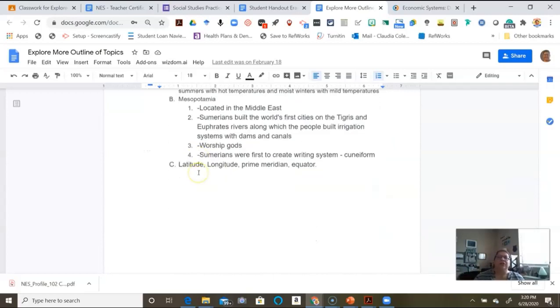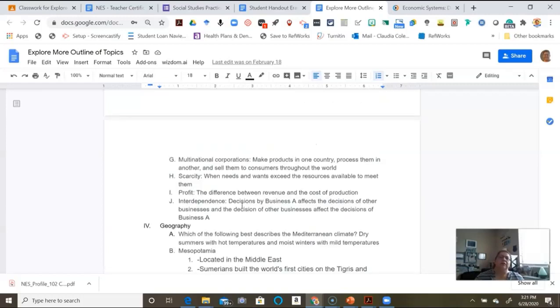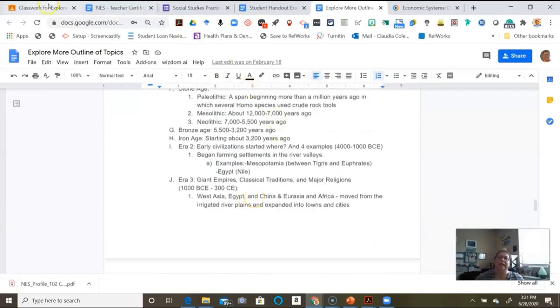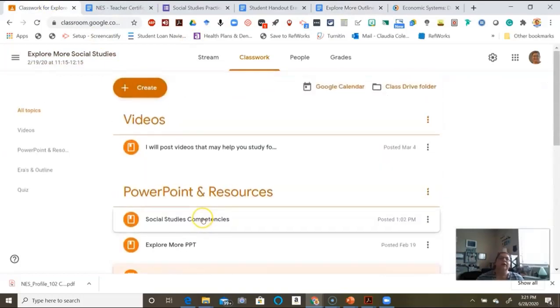And then geography, you want to look at Mesopotamia, that is located in the Middle East. The Mediterranean climate, the summers, latitude, longitude, prime meridian, equator. So these are some of those words. Also, different religions in different places, worshiping gods, Sumerians. All of that would be under the geography. So this is all in Google Classroom. So it is stored in there. You can use it at any time.